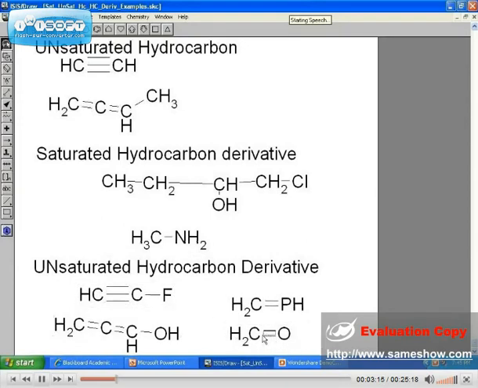This is one of my favorite ones down here. Most people think that it has to be between a carbon and carbon. Technically, it can be between carbon and another element. So anything with multiple bonds is automatically a hydrocarbon derivative.